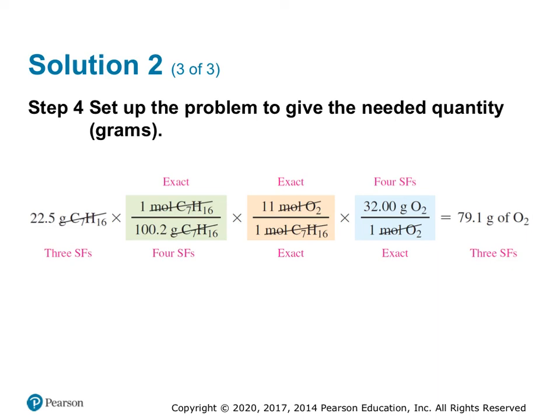So when I do all that, after I have all that set up, I'm going to take 22.5, divide by 100.02, times 11, times 32, and I get 79.1 grams of O2. Looking at significant figures, I start with 3 significant figures. Molar mass has 4. Mole ratios are exact. Molar mass again has 4. So I go back, I'm going to have 3 significant figures in my answer.